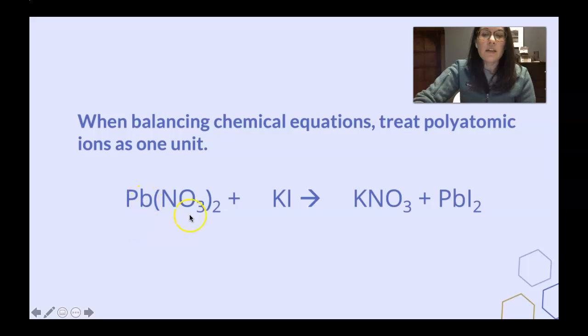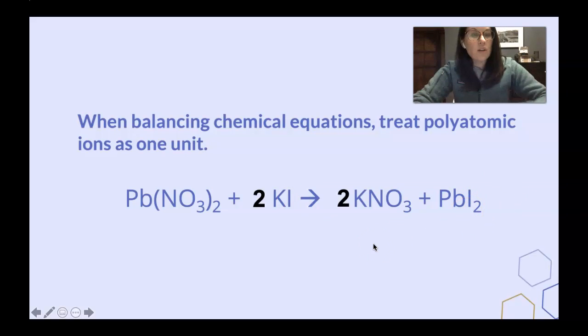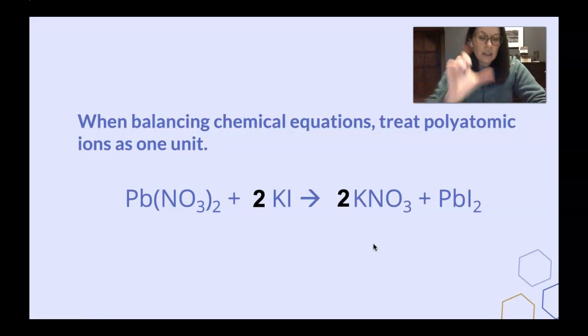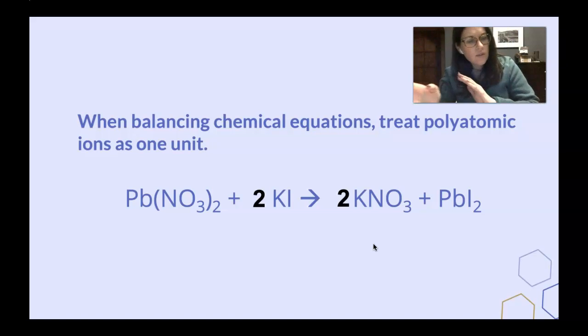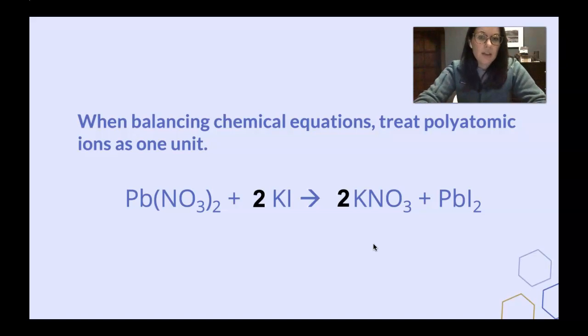All right, so here, notice I have 2 nitrate molecules, but on the product side, I only have 1. So if I were to balance this, I would notice that I need 2 nitrates on the product side. That would then double my potassiums. I would need to balance that on the reactant side, and then I'll have 2 iodines, which will also balance over here. All right, so easiest to treat NO3 as 1 unit rather than counting, okay, I've got 6 oxygens over here, 6 over there. That sometimes I think gets really complicated.